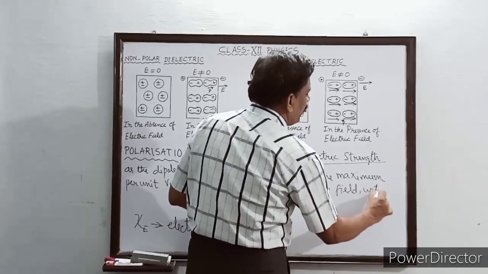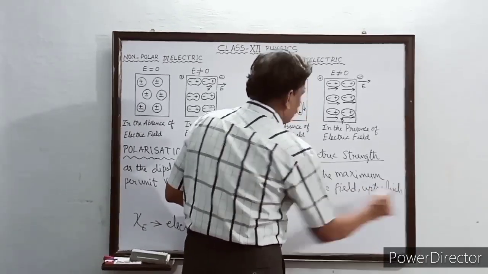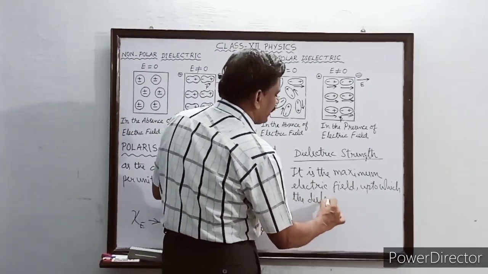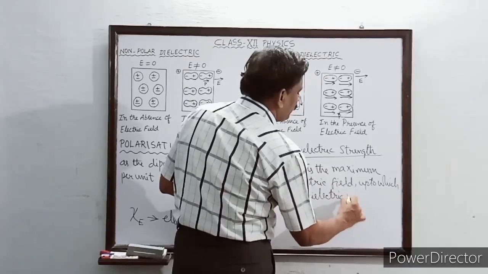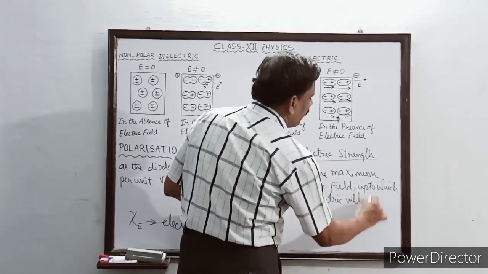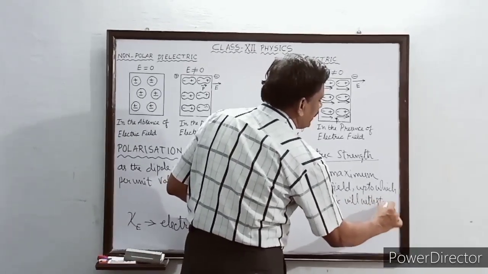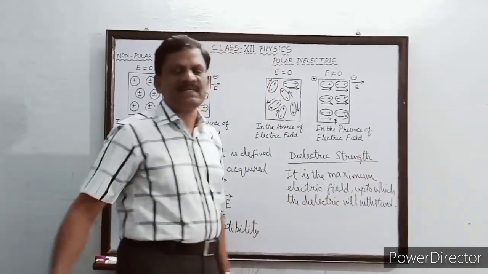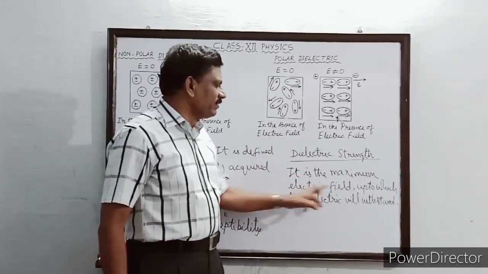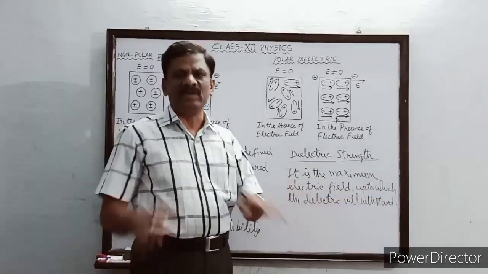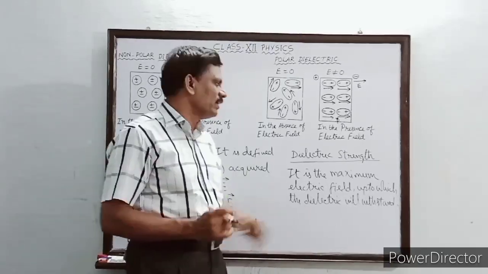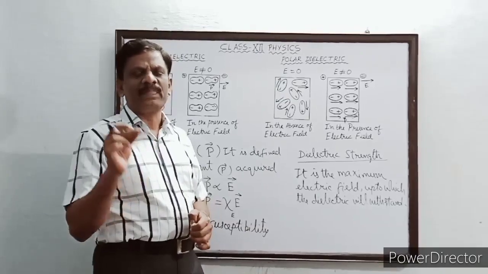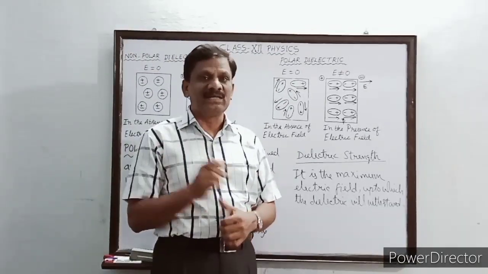up to which the dielectric can withstand. Withstanding means what? Without any breakdown. The maximum value of the electric field up to which the dielectric will withstand without any breakdown is called the dielectric strength.